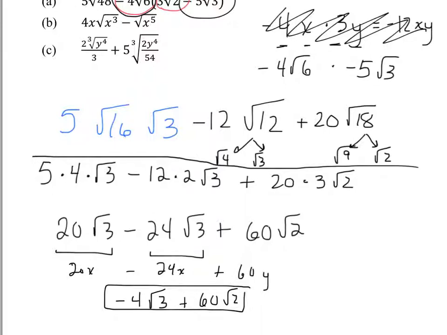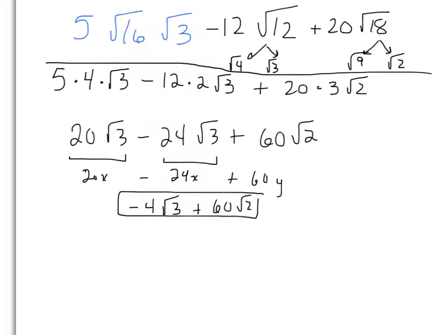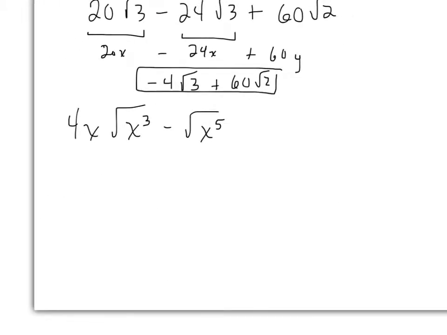Part B, we've got 4x times the square root of x cubed minus the square root of x to the 5th. Give me a first step for this one, someone. What's a good first step for this? When you don't have the same radicand, you can't combine like terms. So you should probably try and do what? Break x to the 3rd down. Okay, into? X squared times x. And then the next one break into? X to the 4th times x.